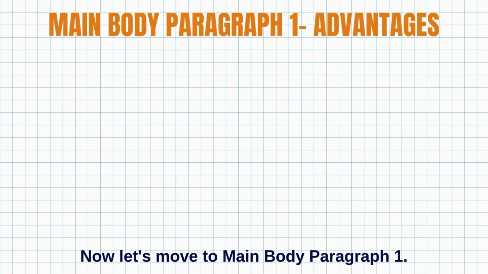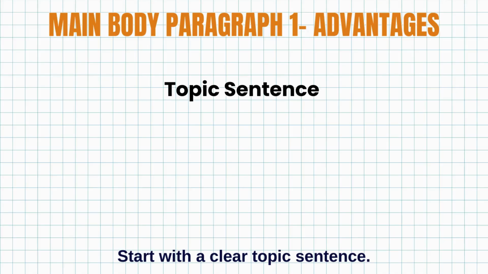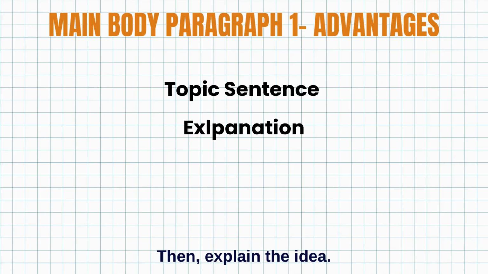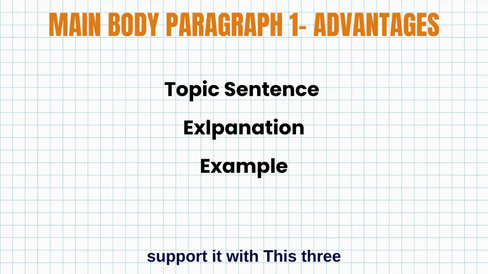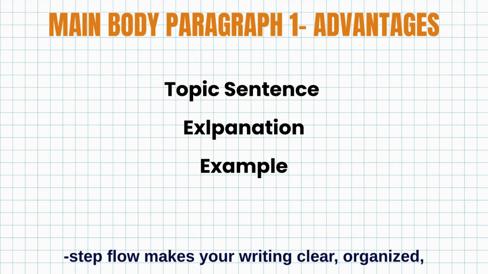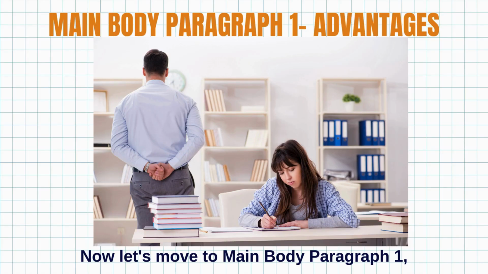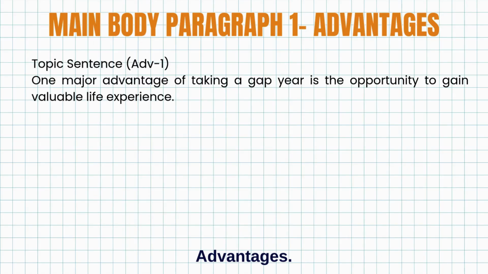Now let's move to main body paragraph 1. Advantages. Start with a clear topic sentence. Then, explain the idea. And finally, support it with a simple example. This 3-step flow makes your writing clear, organized, and examiner-friendly. Now let's move to main body paragraph 1, advantages.